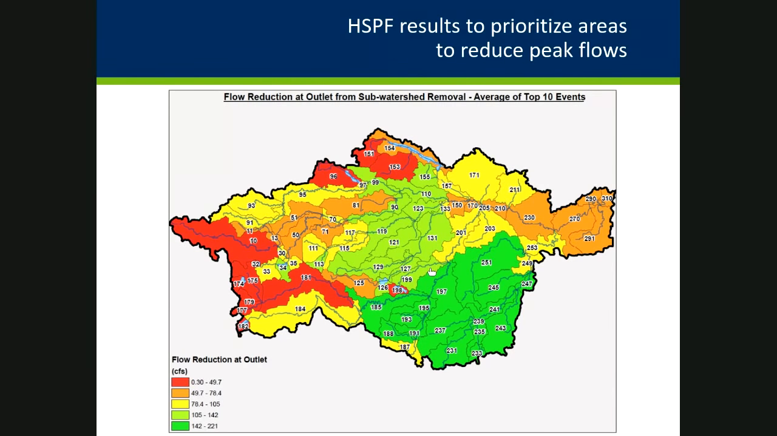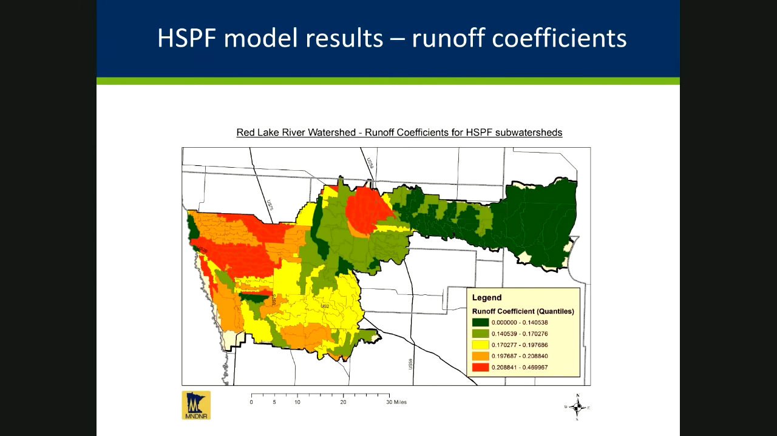And then we also have that HSPF model, which can be used to look at runoff coefficients. Where is the most water per unit precip coming from within a watershed? Those might be the areas that we target certain types of best management practices.